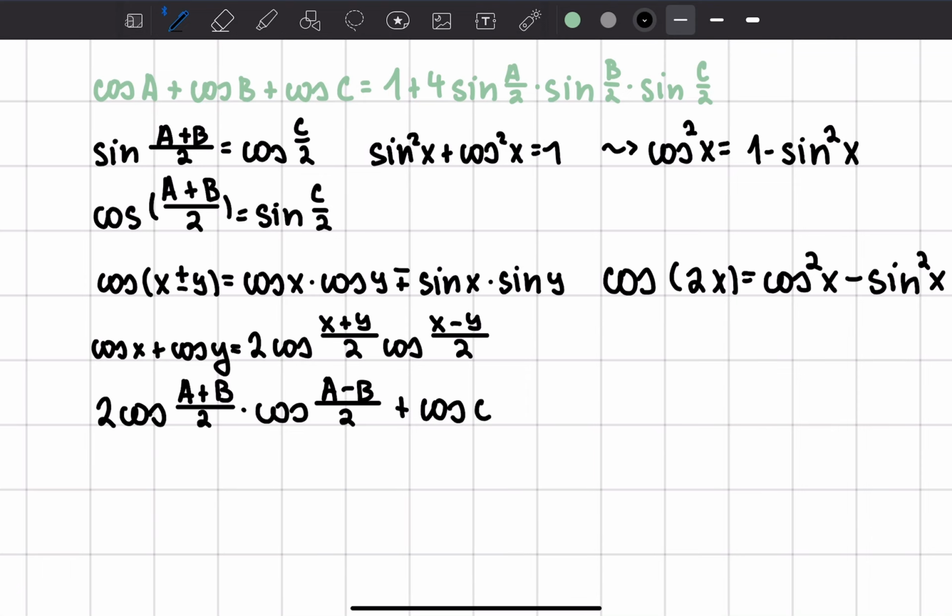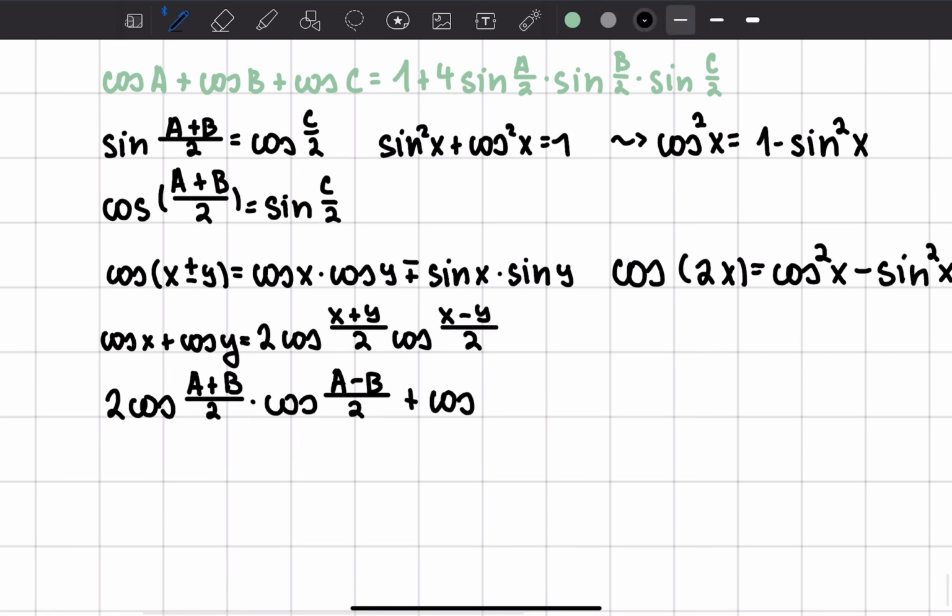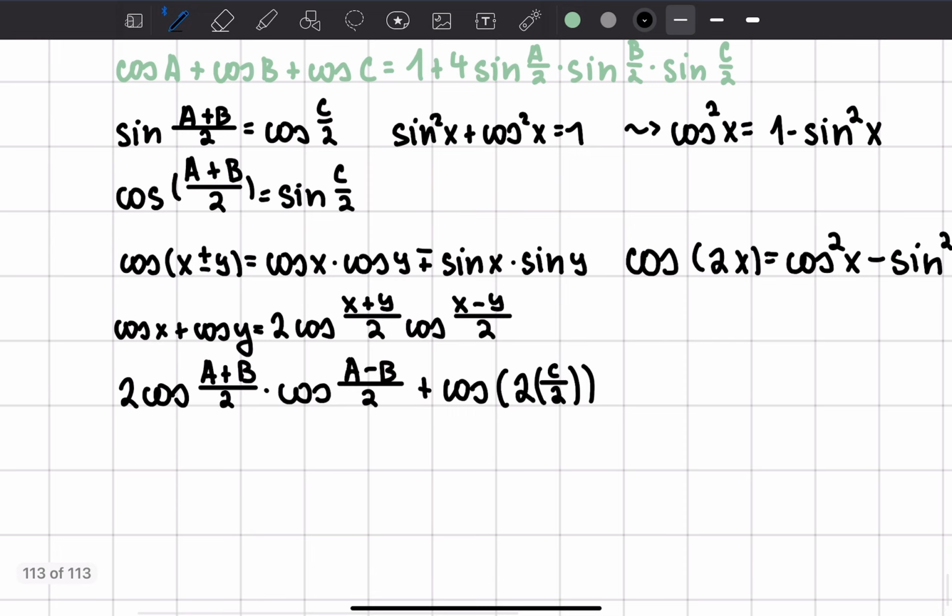And how can I write cosine of c? Well, I could say that it's 2 times cosine squared of c divided by 2, right? Yeah, that gives c. That's literally the same thing. And I'll work with it later on.